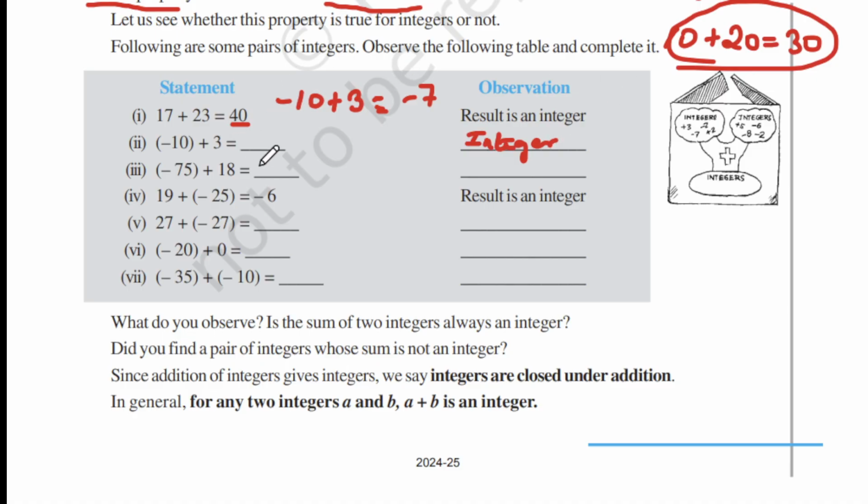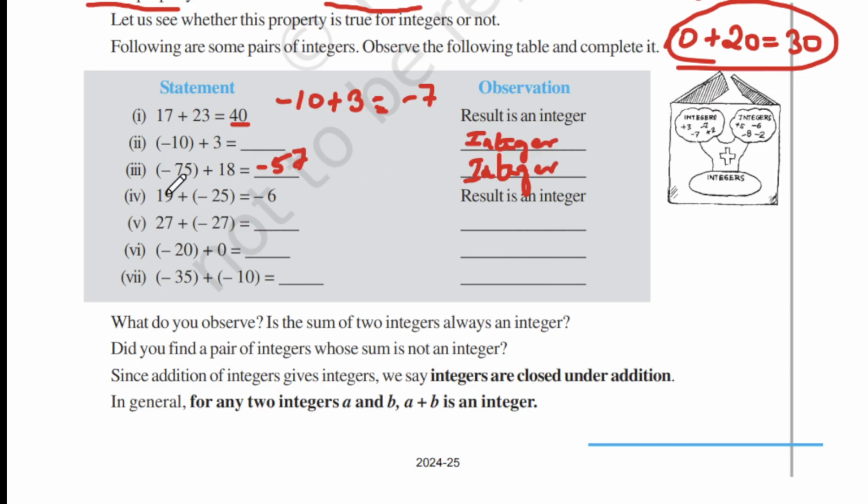Okay. So the next one is minus 75 plus 18. 75 minus 18 is 57. We take the sign of the bigger number: 75 is the bigger number, which has the negative symbol. So it's minus 57, which is obviously an integer.